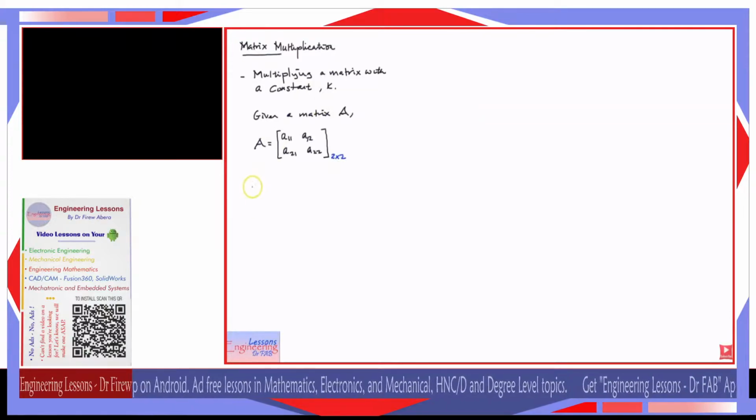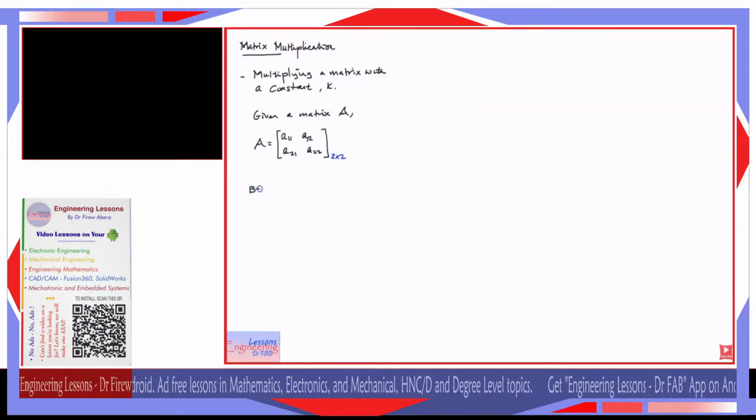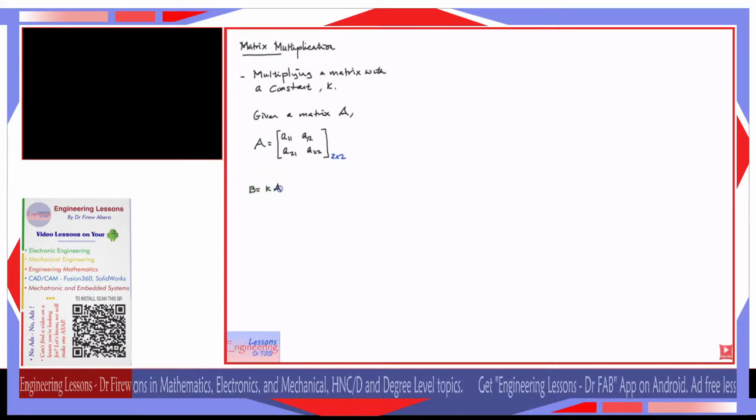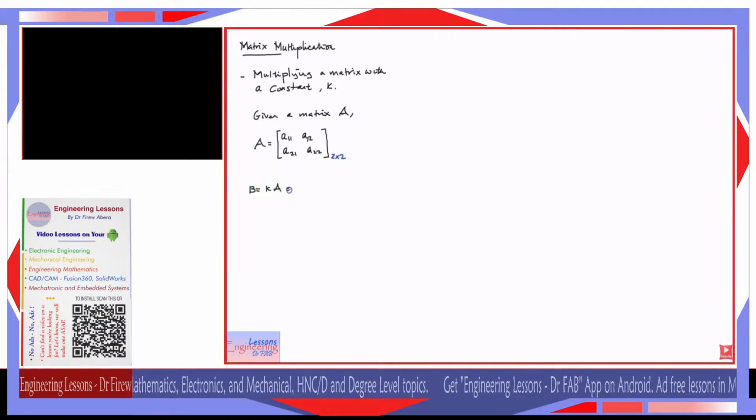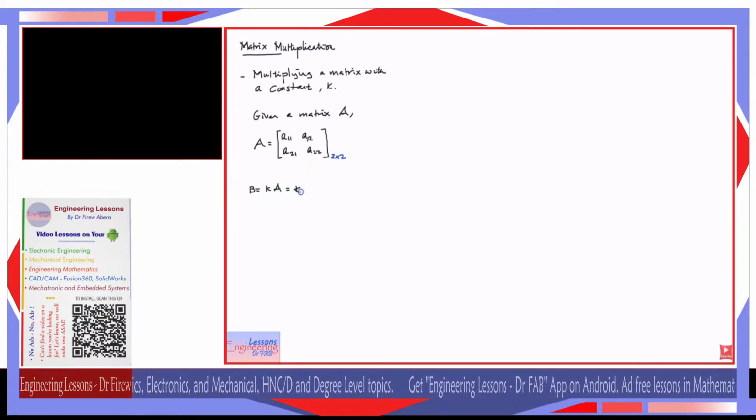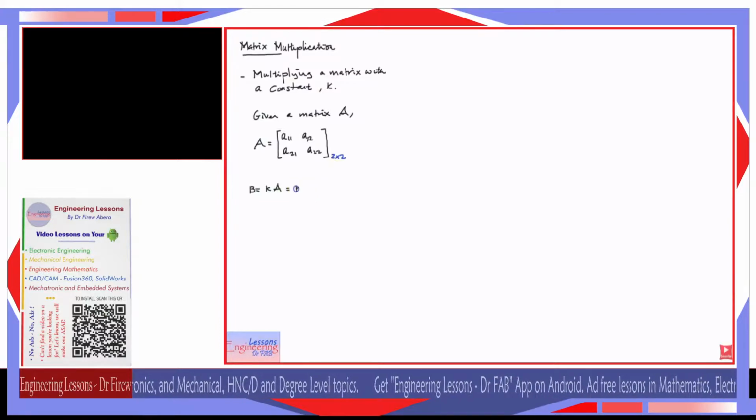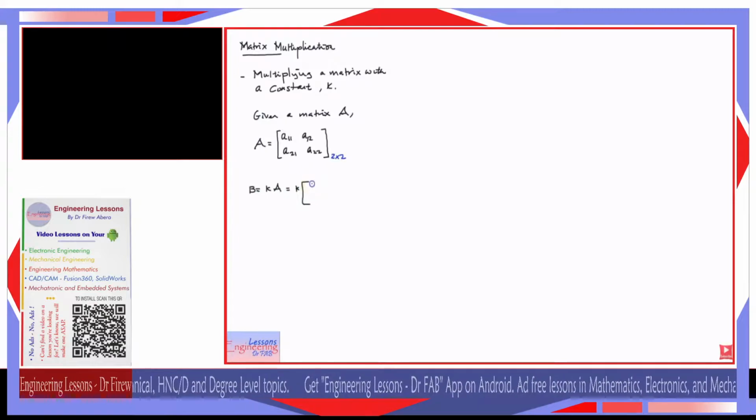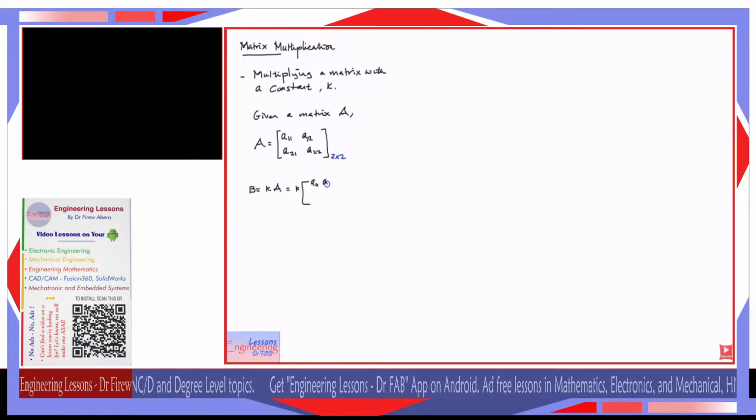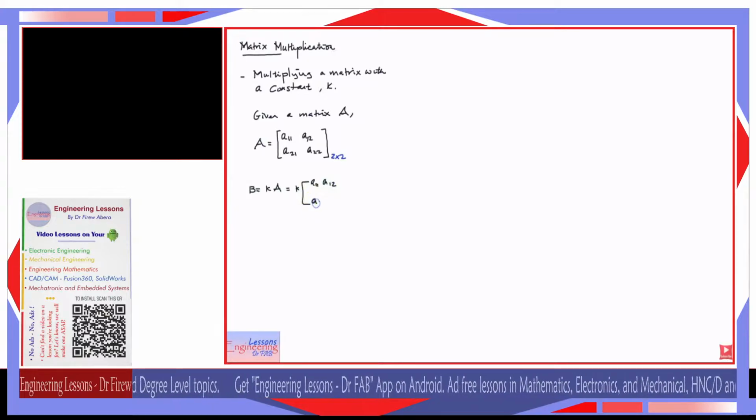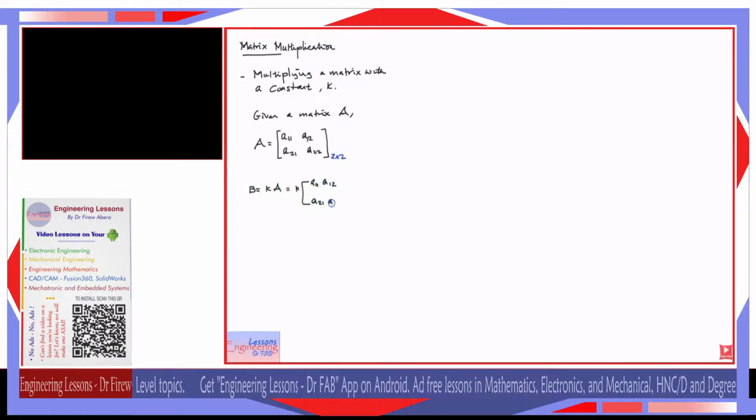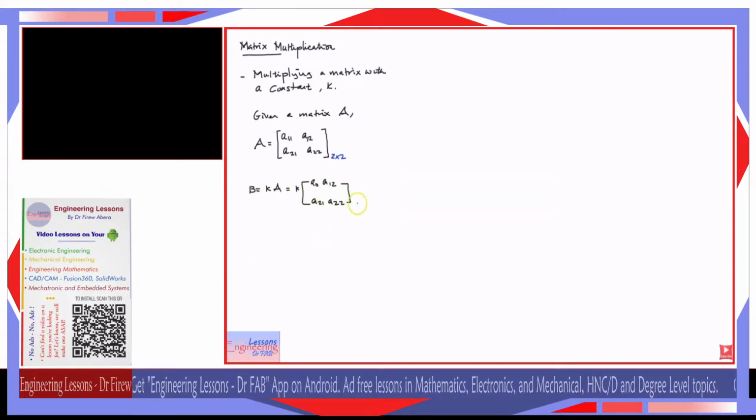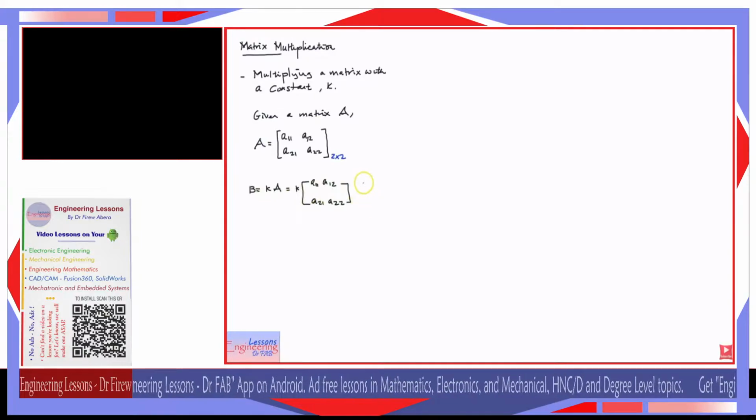Let's call this product B, and it equals the constant times matrix A. So what we are doing is literally just multiplying K with matrix A. So that's K, and for our matrix we have A11, A12, A21, A22. This is now a 2 by 2 matrix being multiplied with a constant K.